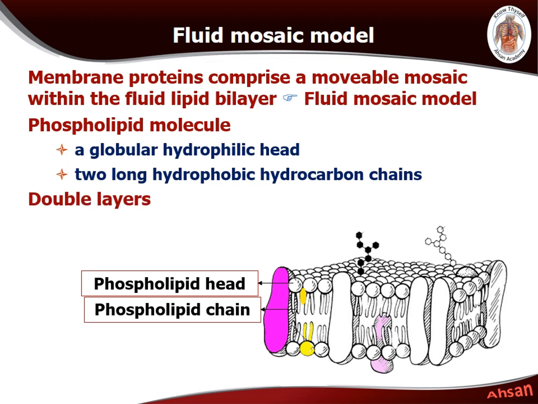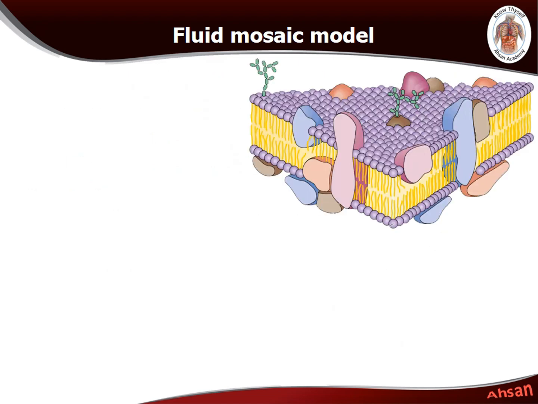So these lipids make double layers. So two heads facing outward and two tails, that is the carbon chains, face inward of the membrane. Some scattered cholesterol molecules are observed in the membrane. Here in the upper layer, this yellow molecule is indicating the cholesterol molecules.